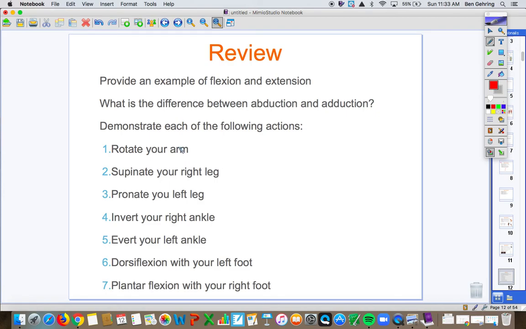All right, here's your last set of review questions. Provide an example of flexion and extension. Be able to explain the difference between abduction and adduction, and then demonstrate each of these different actions. Make sure you can do this prior to coming to class. If you have questions, please let me know, and we will continue on from here.